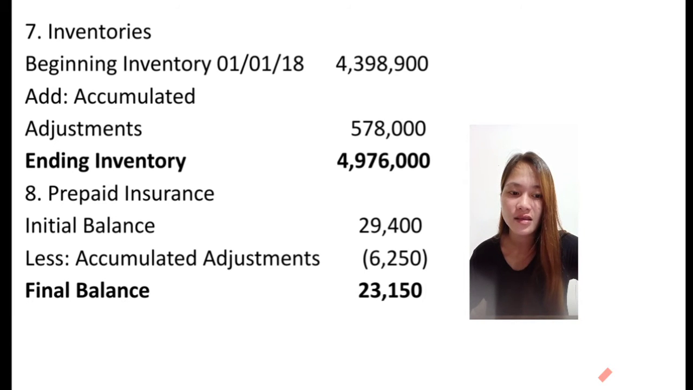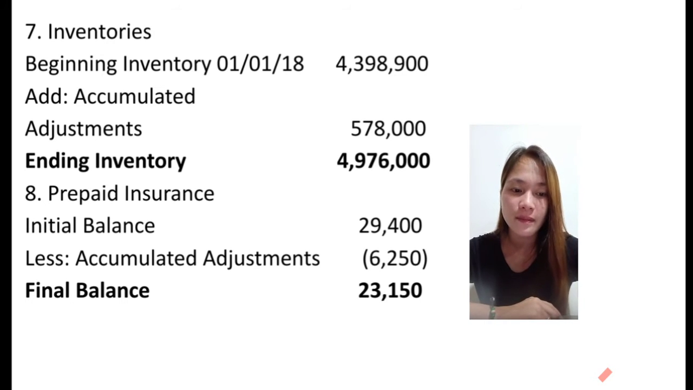Number 8 is find the prepaid insurance. So the initial balance is 29,400, subtracted by the accumulated adjustment 6,250,000 pesos. So the final balance is 23,150 pesos.